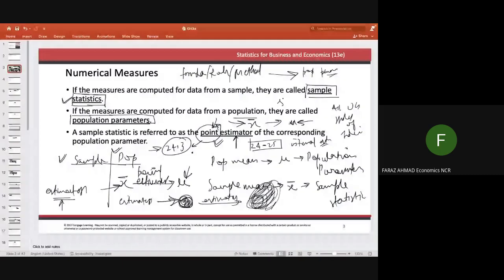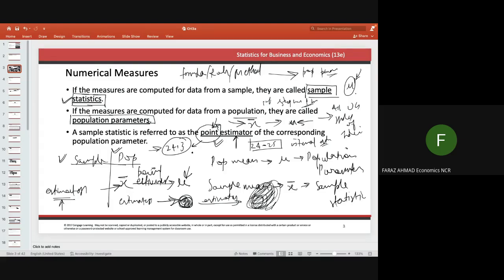So you can think of the population as the characteristics of all UG students of India. Suppose you cannot go to all UG students of India and ask them about their self-study hours per week. So there should be some population mean self-study hours per week for all students of India.